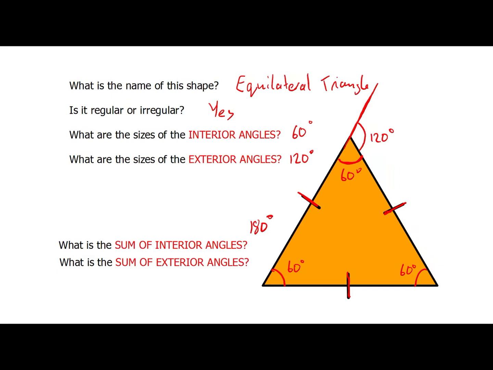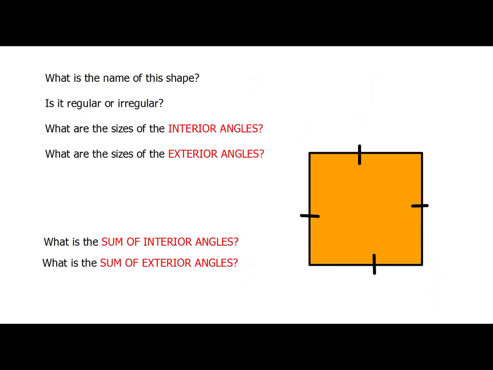What about the sum of exterior? Well, that would be, there's another exterior here, which would also be 120. And there's another exterior here, which again would also be 120 degrees. So adding up those three exterior angles, there's always the same number of exteriors as there are sides. Adding them all up, I can see it's 360 degrees. Okay? What about this one? Stop your video, have a go.